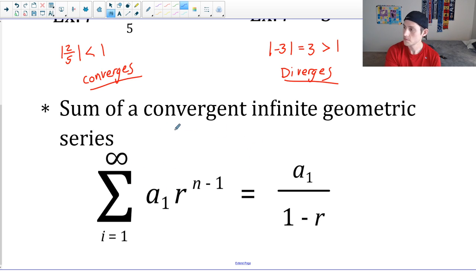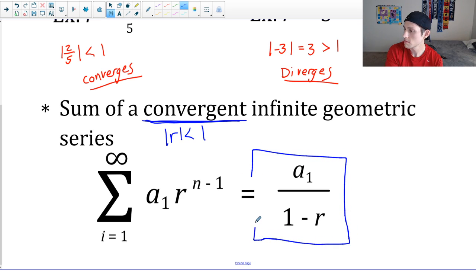Sum. So, sum of a convergent infinite series. Remember, the only way that this formula works is if it converges. And the only way that it converges is if the absolute value of the ratio is less than 1. Okay, but it turns out to be actually pretty nice in that we just get this formula, which is fairly simple. Again, for adding up an infinite amount of things to just end up with this pretty basic formula, it's pretty intense.